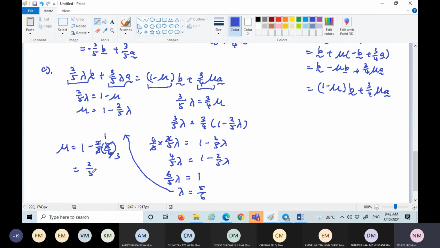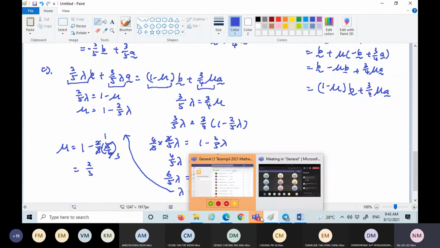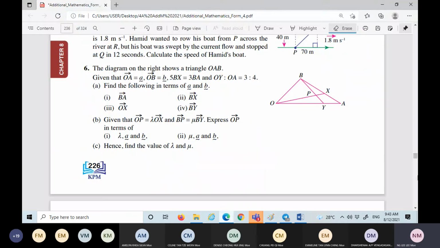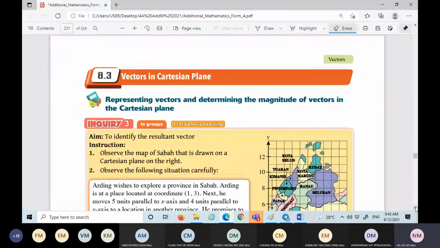Okay, better I check the answer. Intensive like this, during the exam you cannot check the answer. That's why when you all do, you must be extra careful. 5 over 6, 2 over 3. Okay, correct. The answer is correct. So for these two questions, I hope you copy down as an example. Only now I will start today's lesson. Now already 9:43. But these two questions are very, very important, okay?